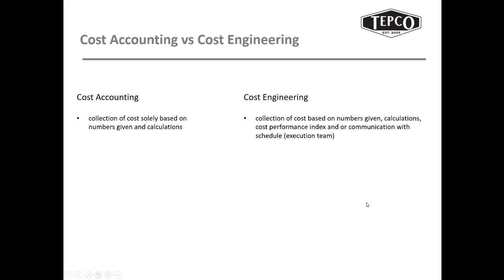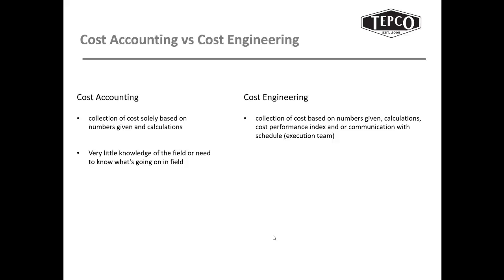With cost engineering, they do take numbers that are given to them. They do have calculations in Excel spreadsheets, but they take that extra step and say, how are we performing in the field, or what is the cost performance index? How are we going to meet the schedule? Are there impacts other than just numbers given? So they have a little bit more of the ability to forecast based on direct contact with the field. So that's the difference from a cost collection standpoint.